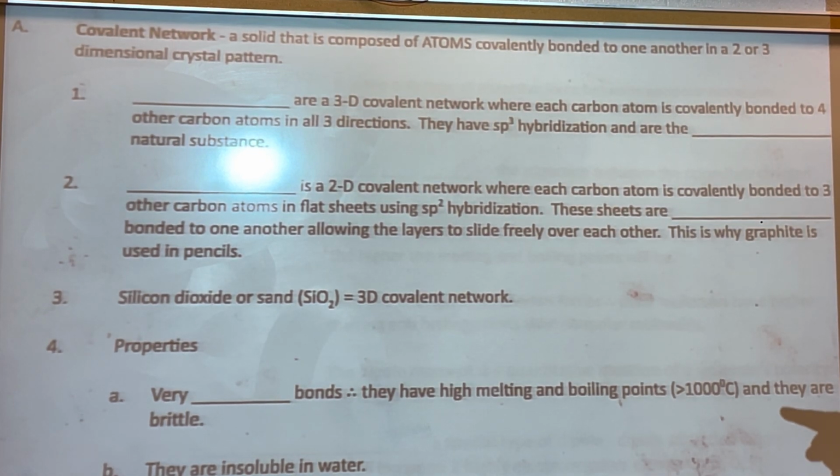Silicon and carbon are in the same family, so they bond the same way. Silicon also does covalent network, just pure silicon. And then, obviously, silicon and carbon can bond together, so silicon carbide, SiC. It's really a sick molecule.